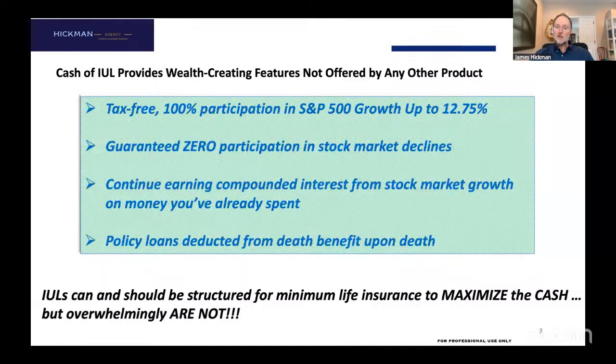Agents like me, we get paid on how much life insurance is in your plan. There's a very small trail paid on what's in your cash. It's irrelevant compared to the commission on the life insurance. So from an economic standpoint, an agent has the incentive to put more life insurance in your plan.